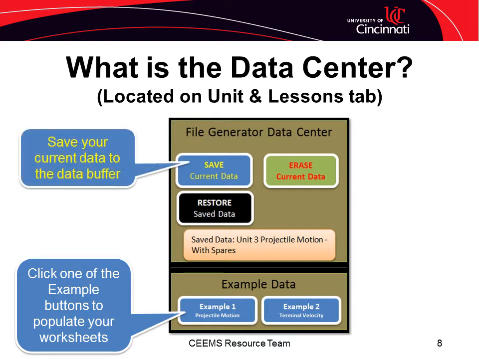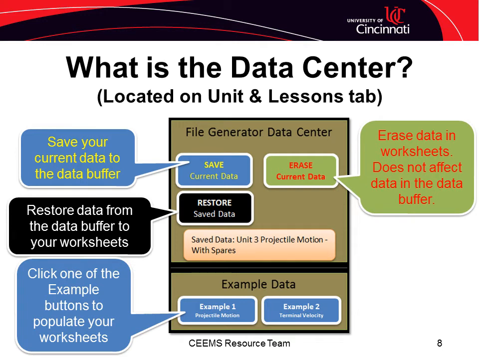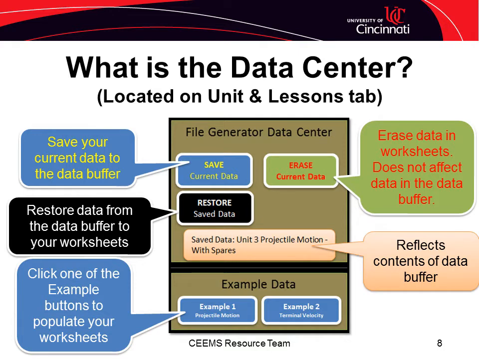Clicking the Save button will save unit data to a data buffer. Clicking the Restore button will copy the buffer data back to the workbook. If you click the Erase button, all of the information on the first 2 tabs will be deleted after prompting you to confirm the deletion. Lastly, there is information in the center of the Data Center that indicates what is currently saved in the data buffer. You might pause this video now and click on the buttons to see what they do.